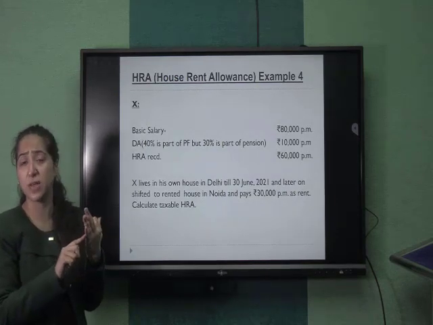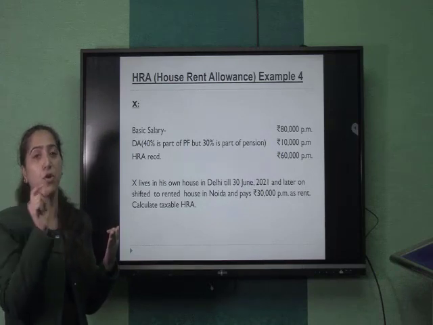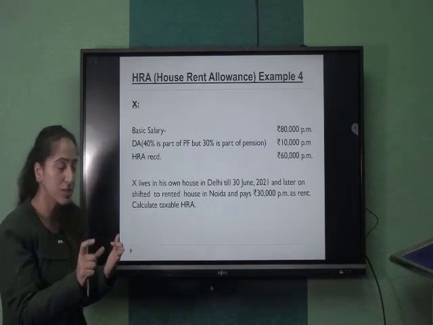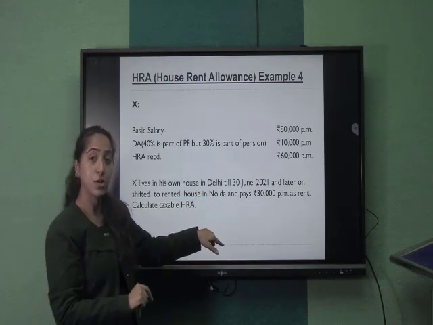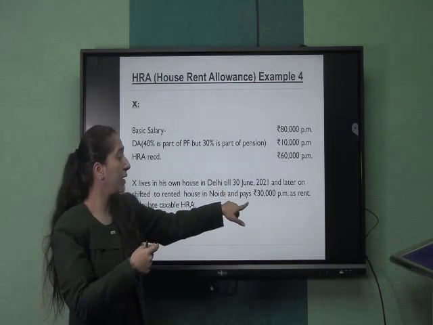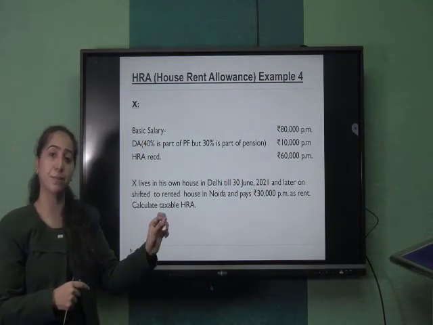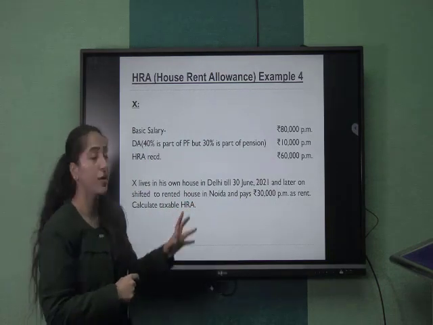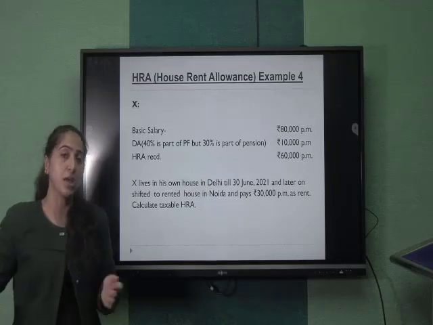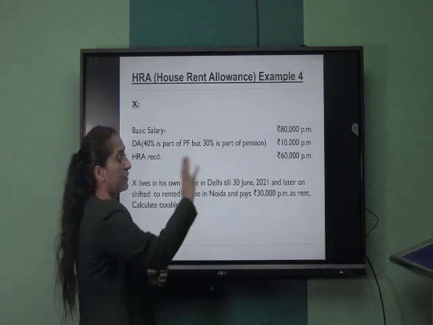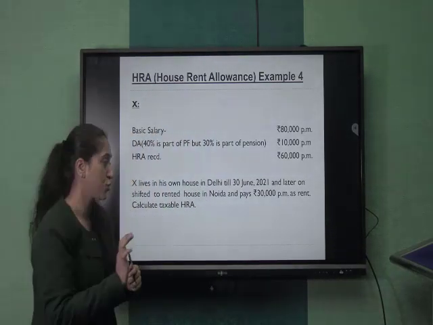So for those 3 months in his own house in Delhi, there will be no exemption. But then he shifted to a rented house in Noida. It's a non-metropolitan city, Noida, and he paid 30,000 per month as rent. So for the rest of the 9 months of that particular year, he was living in a rented house and paying 30,000 as rent. So for those 9 months, he will be getting exemption on HRA.